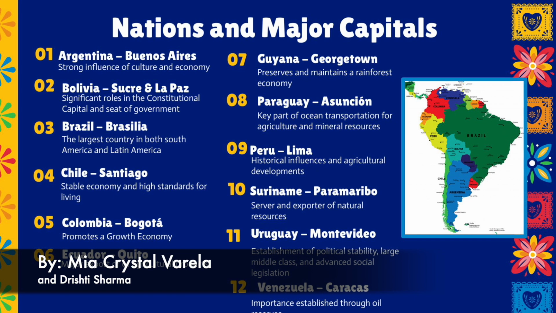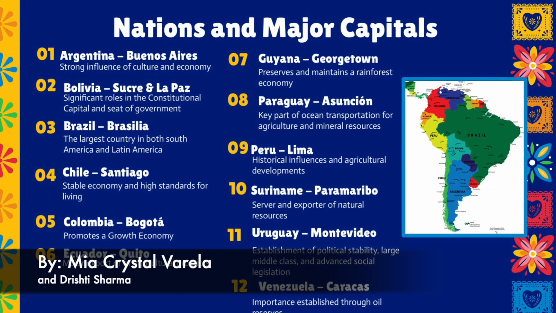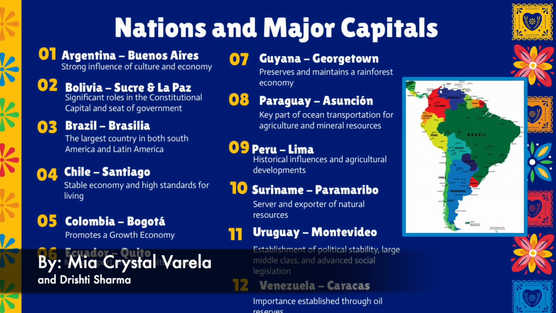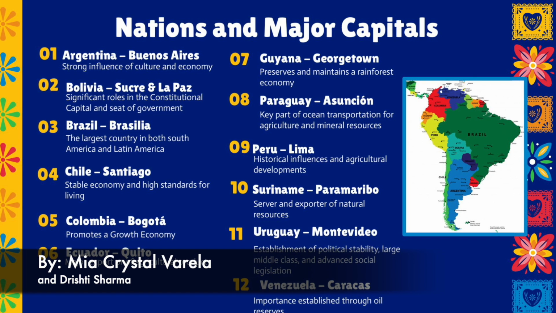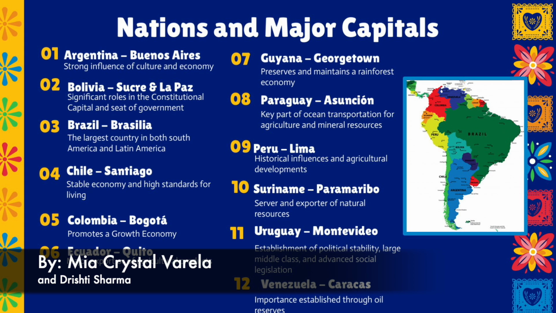Number 9, we have Peru, which has a major capital of Lima, and this holds historical influences as well as agricultural developments which can promote ideas to the other nations. Number 10, we have Suriname, which has a major capital of Paramaribo, and this serves as an exporter of the natural resources that it's collecting, such as iron and oil.